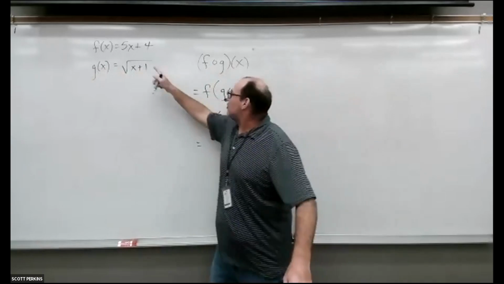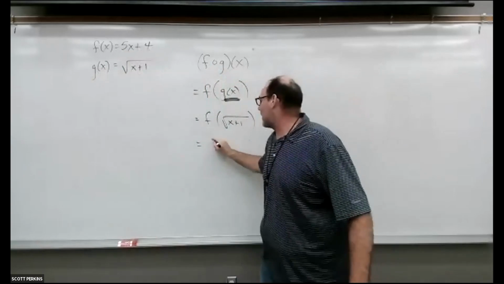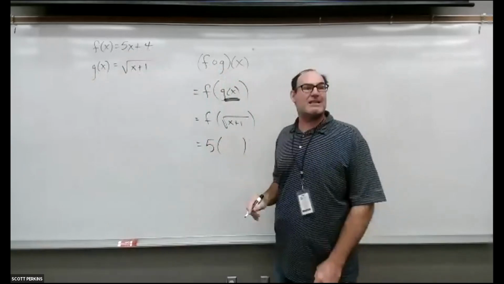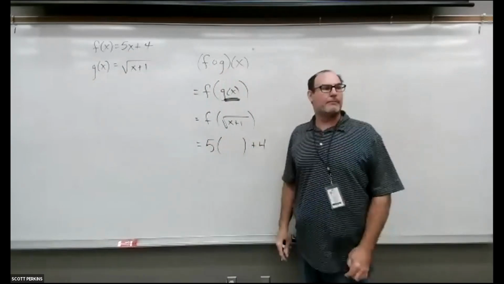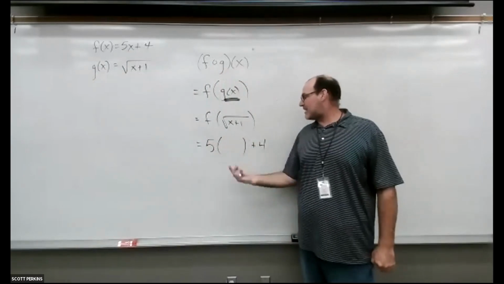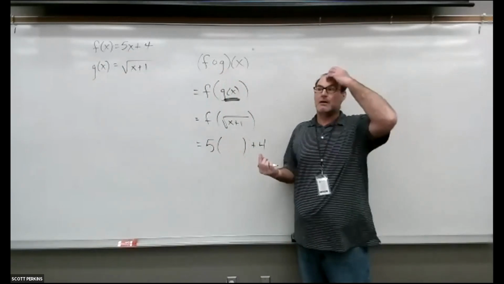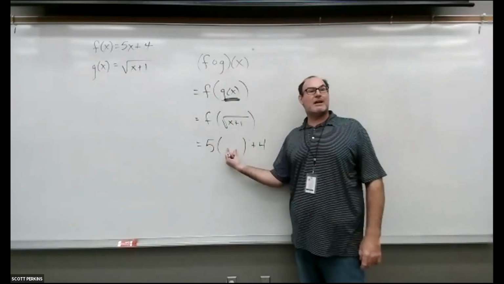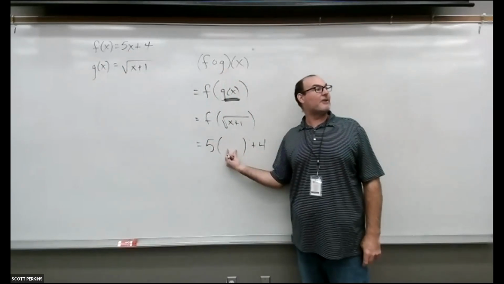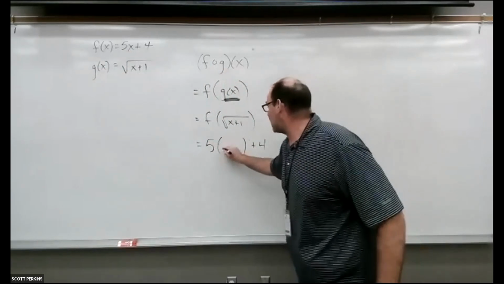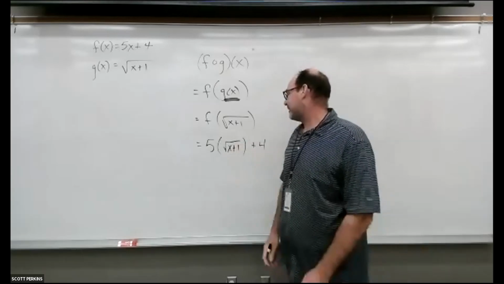So function f is 5x plus 4, so I'm going to write 5, a space, plus 4. So instead of an x, I just left a gap there with some parentheses. What am I going to put in these parentheses? What are we substituting into the function f? There you go, square root of x plus 1.